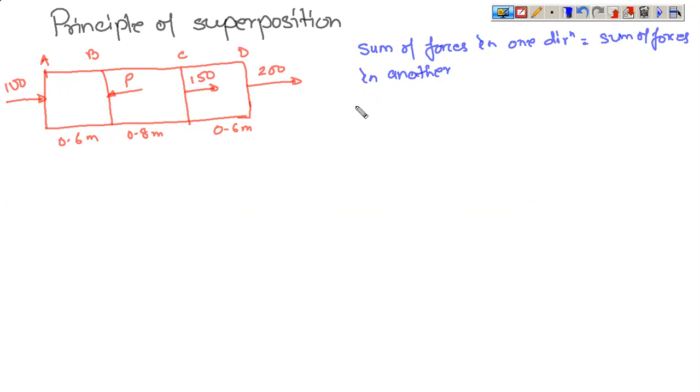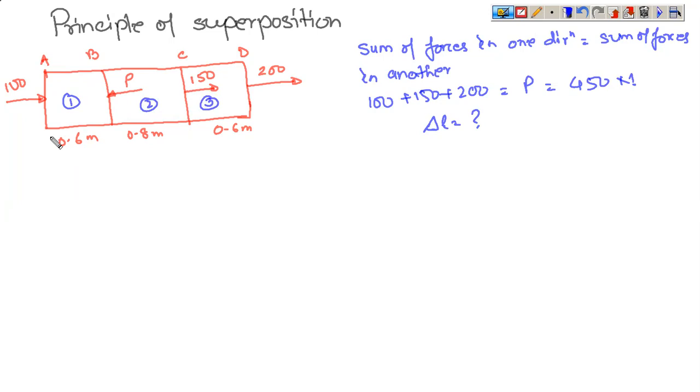So if you look at this problem, you have 100 plus 150 plus 200. This is equal to P. Sum of forces in one direction is equal to sum of forces in another. So this is 350 and this is 100. P is 450. Let it be Newton. Now you need to solve this. So the problem is you need to find out total delta L. Here also you need to find out the total delta L. Total delta L, if this is section 1, this is section 2, and this is section 3.